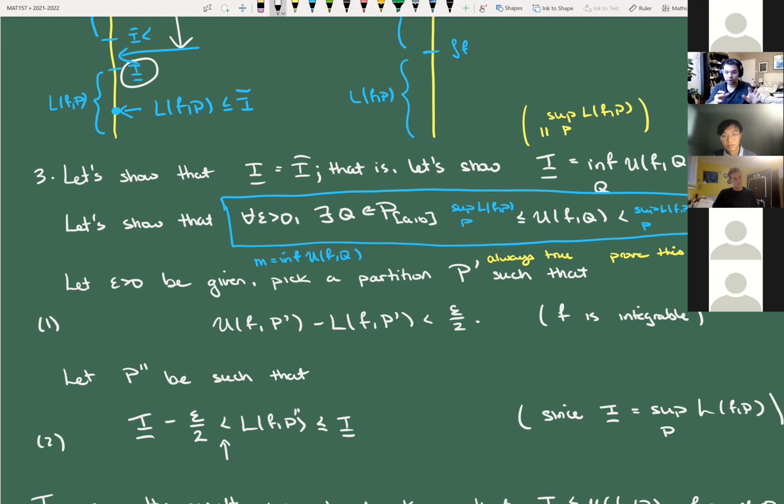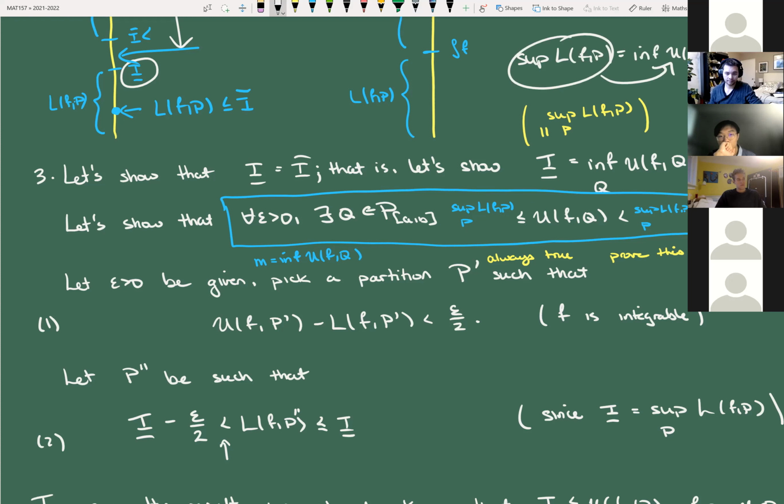I'm trying to show that the supremum of the lower sums is the infimum of the upper sums. So what I'm doing is taking the supremum of the lower sums and shoving it into the definition for the infimum of the upper sums. I didn't want to write sup LFP everywhere, so I replaced that with I lower bar. If we can show that this blue box is satisfied, then that would show that sup of the LFPs is equal to inf of the UFPs, and that is precisely the statement that I upper bar is equal to I lower bar. So I took this and shoved it into the definition in order to prove it.